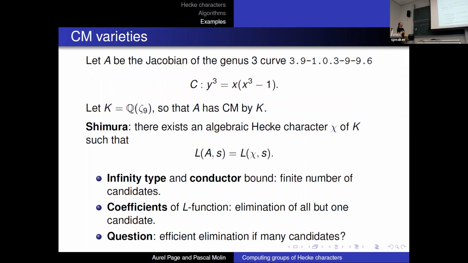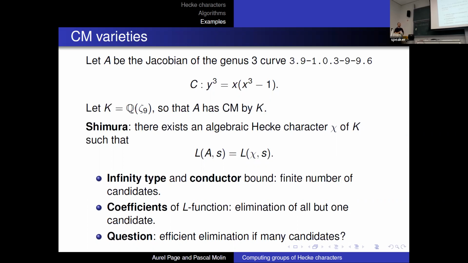Okay, one other example with CM varieties. You can consider Shimura's theory of CM abelian varieties, or you could think about other varieties if you want. Shimura tells you that if you have an abelian variety that has CM by a CM field, then its L function can be expressed in terms of L functions of Hecke characters, algebraic Hecke characters. And this is what happens for this example of a genus 3 curve.